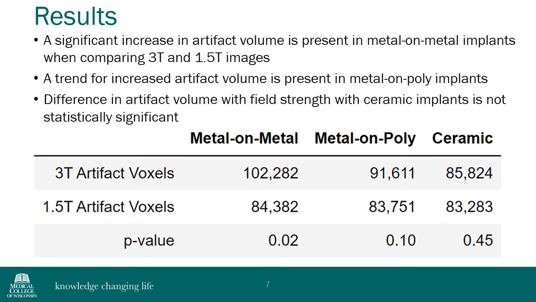When the raw volumes of image artifact are considered and compared with a non-parametric Wilcoxon test, the qualitative results of the previous slide are supported. There is a statistically significant increase in image artifact volume at 3T compared to 1.5T in metal-on-metal implants. A trend for increased artifact with field strength is apparent on metal-on-poly implants, but it is not statistically significant. Finally, there is not a significant field strength dependence of image artifacts associated with ceramic hip replacements.